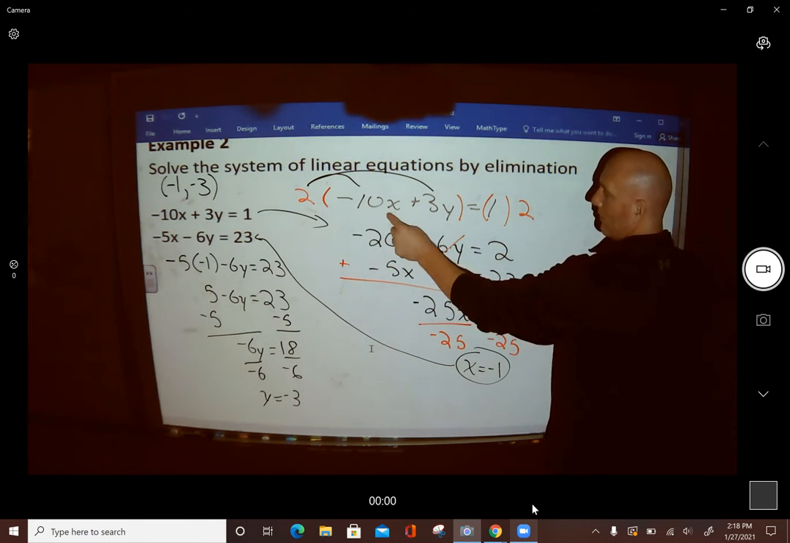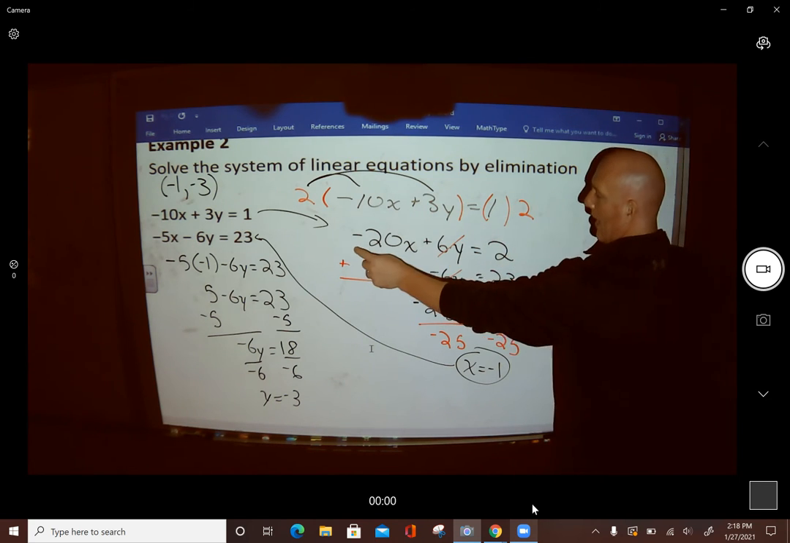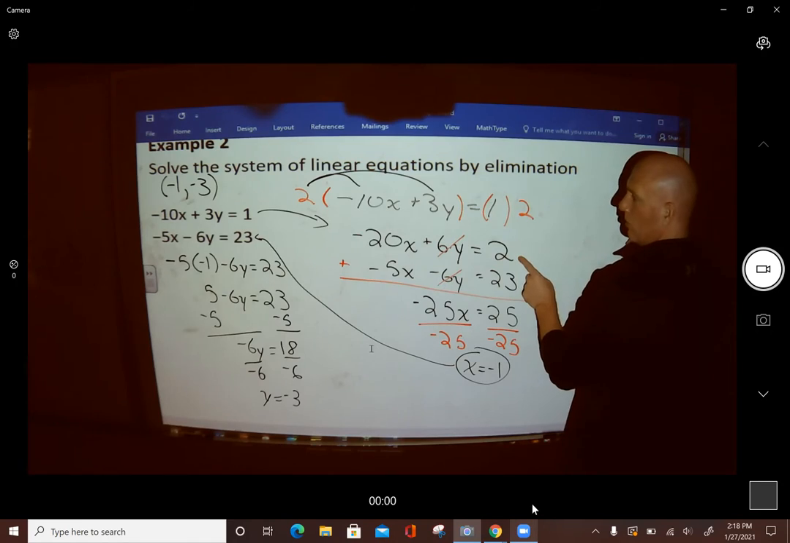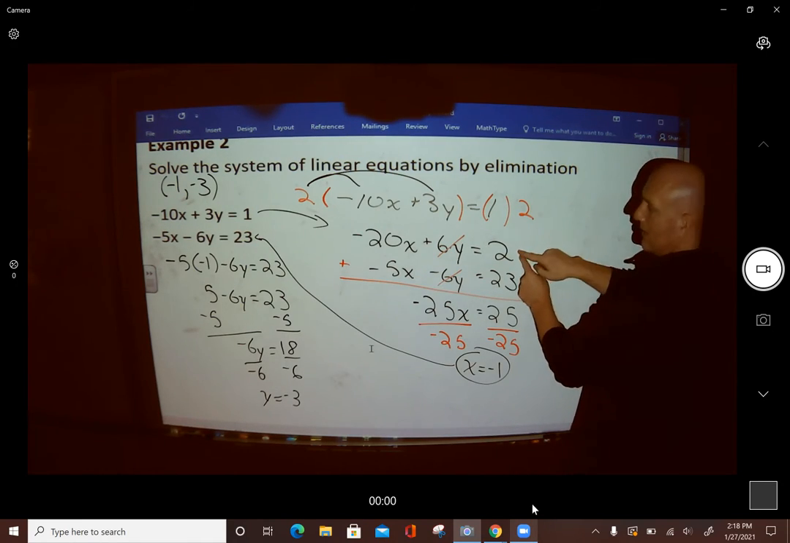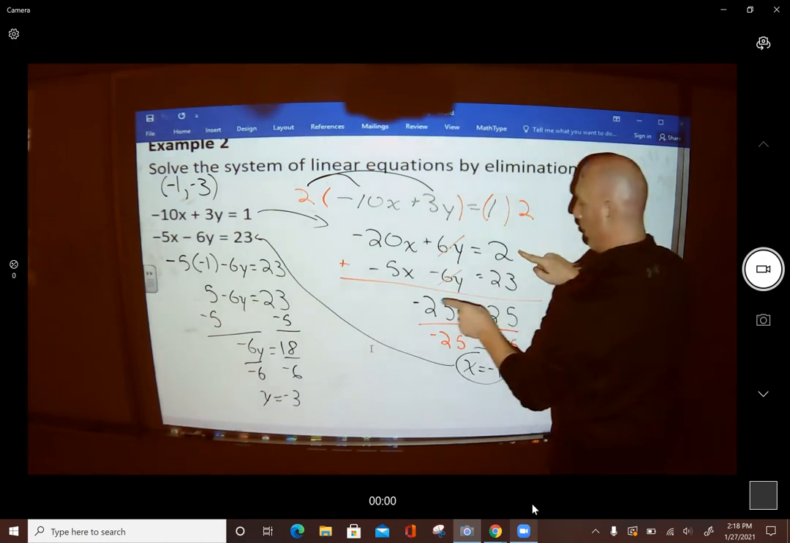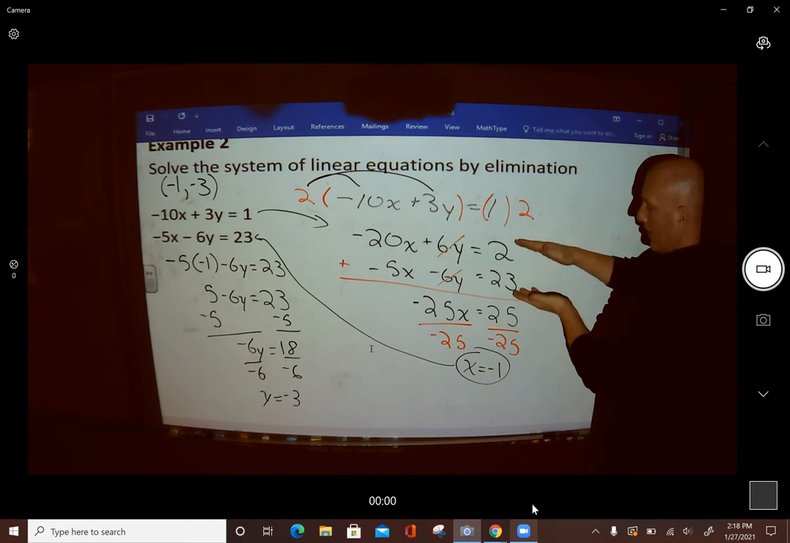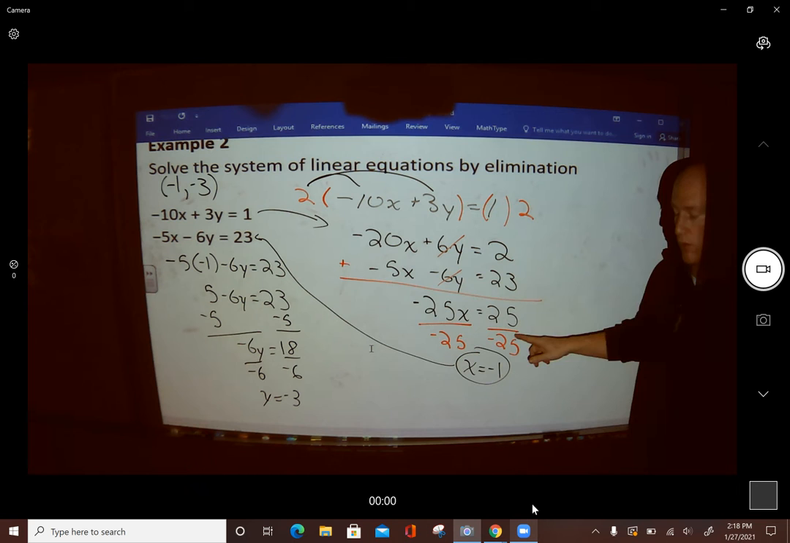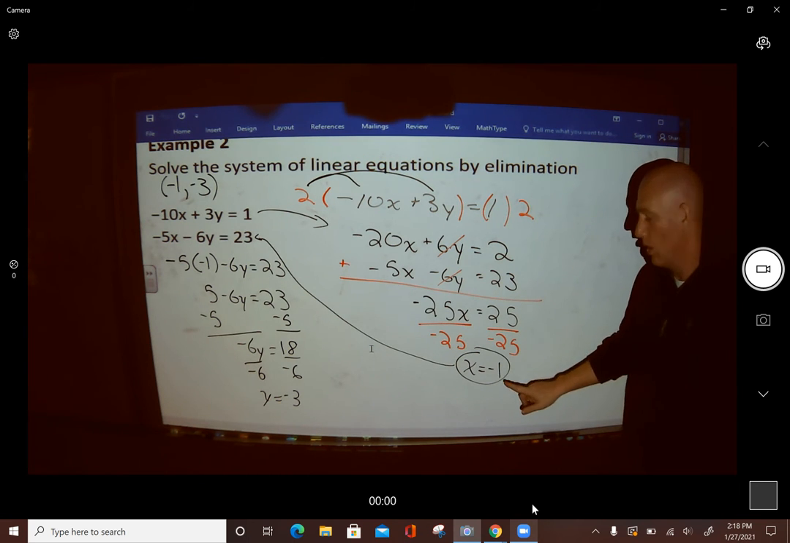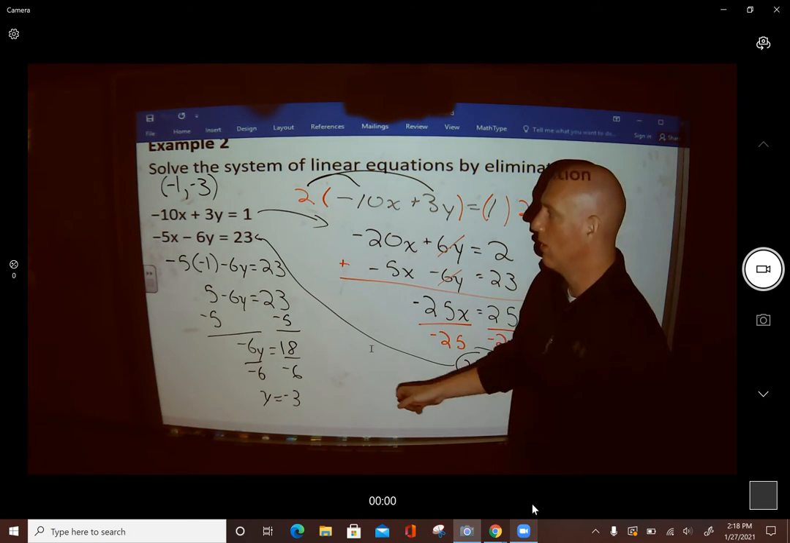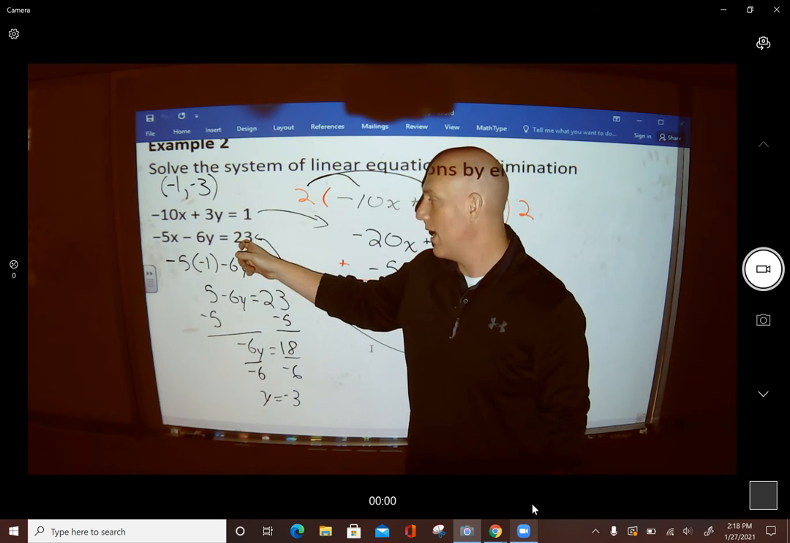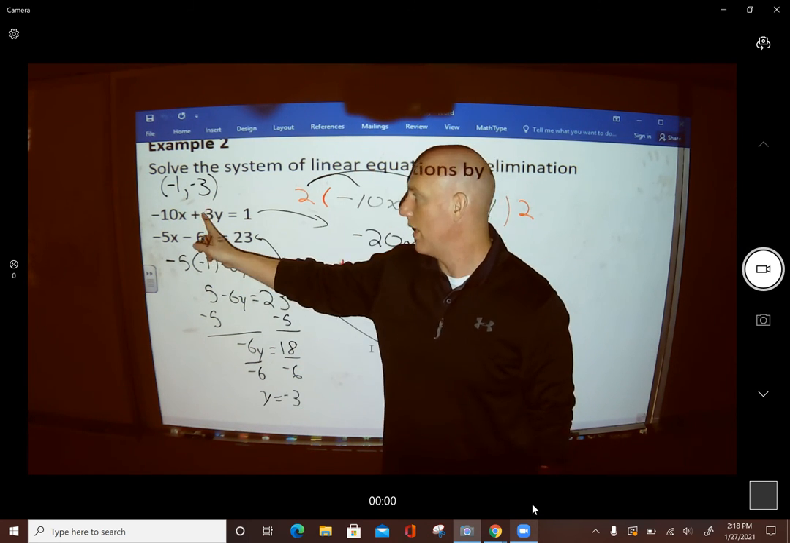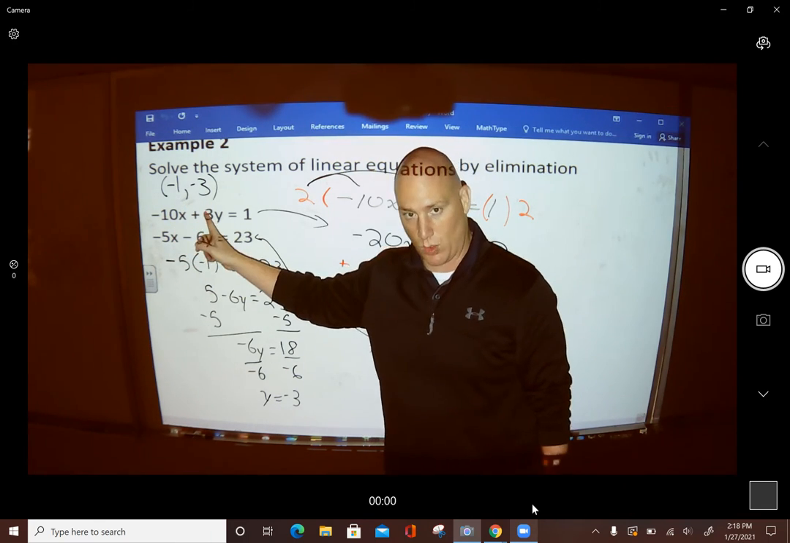So instead of -10x plus 3y equals 1, I had -20x plus 6y equals 2. Now this line is set up for elimination with my other line. I combined them, I eliminated the y's, I had an equation in one variable that I could solve for x. Once I know what one variable is, substitute it into one of your original lines and solve for your other variable, in this case y. Then put your answer in ordered pair form, X, Y.